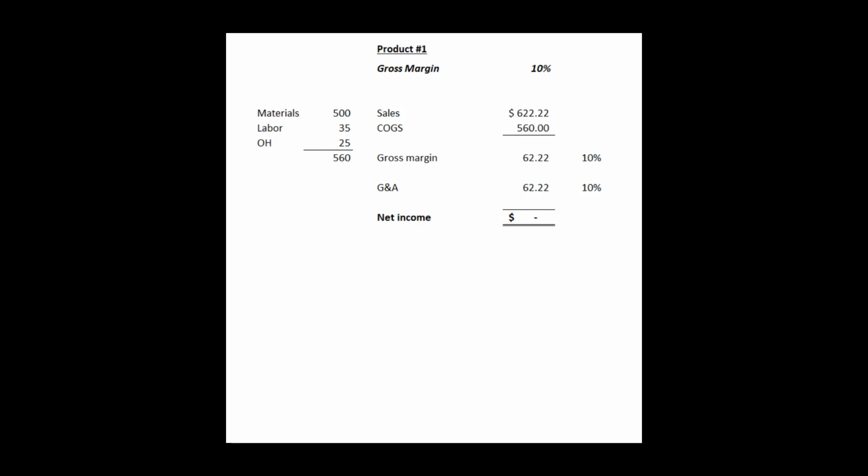So in the first part of this example, we're just doing the gross margin, and as you can see here, we've got materials, labor, and overhead. Now these are items you should know for every product. This is important because this is how you're going to ultimately back into not only the gross margin for your product, but the profit margin for your product. So here we've got material of $500, labor of $35, and overhead of $25. This comes out to $560 for just product number one.